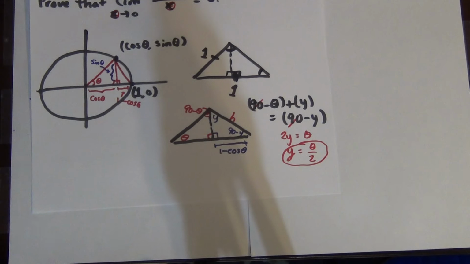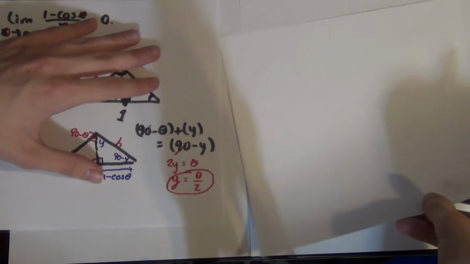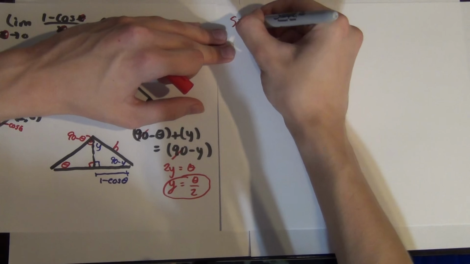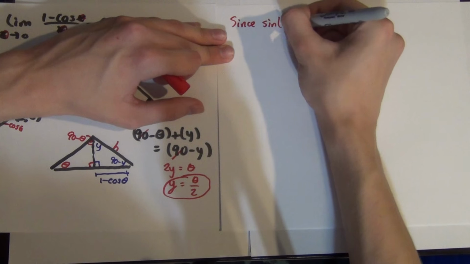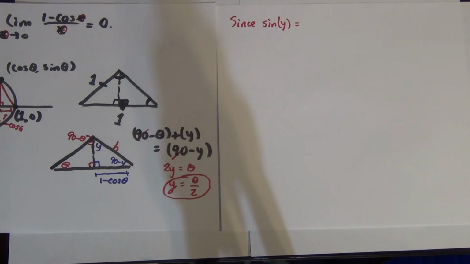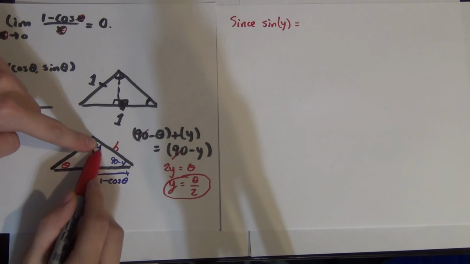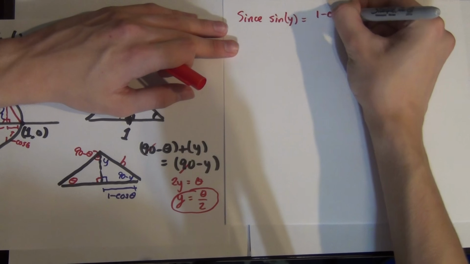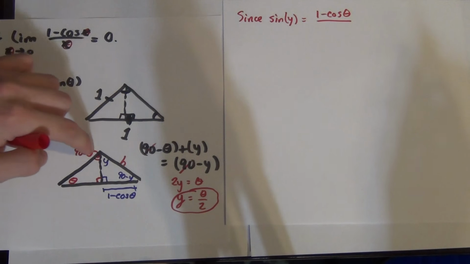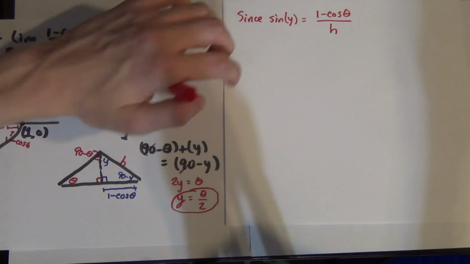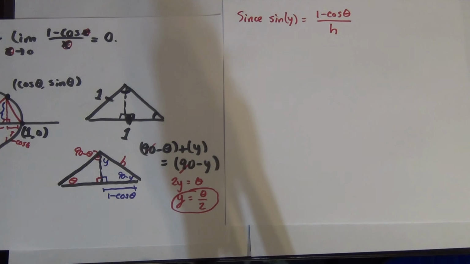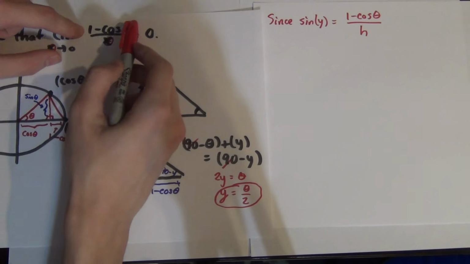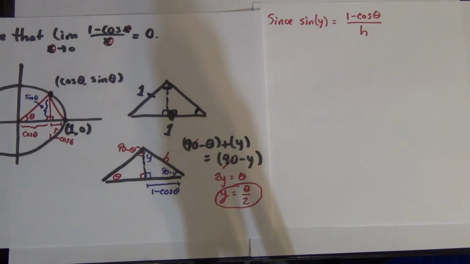All right. So what can we do with this? Well, I know what sine of y equals from trigonometry. I know that if this angle is y, sine of y is opposite over hypotenuse. It's opposite, which is this 1 minus cosine of theta, divided by the hypotenuse, which is h. Now that's not what I wanted in my proof technically. I wanted to prove 1 minus cosine of theta divided by theta. I don't have theta, I have h.